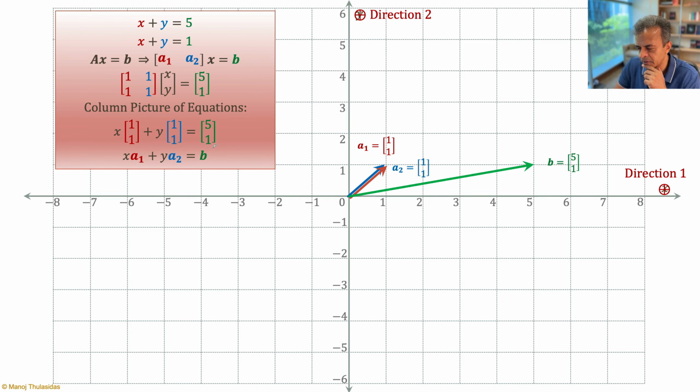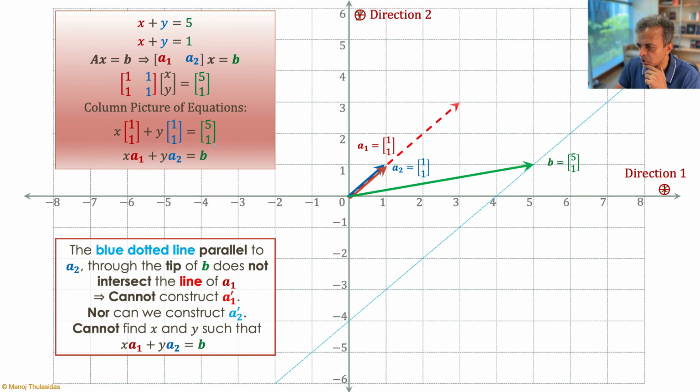I draw a line through the tip of B parallel to my blue vector, and that is my blue dotted line, and then I try to extend my red vector to meet this line. As you can see, it will never meet that line because the blue vector and red vector are parallel to each other, and this blue dotted line is a parallel line, so there's no solution. So this is how you see that there is no solution.